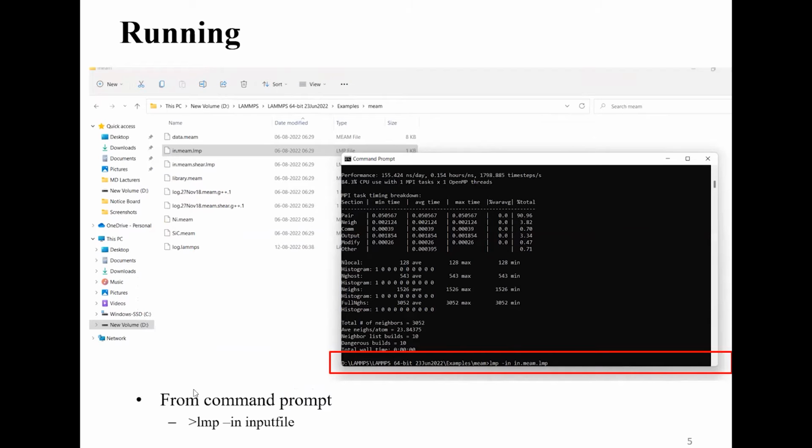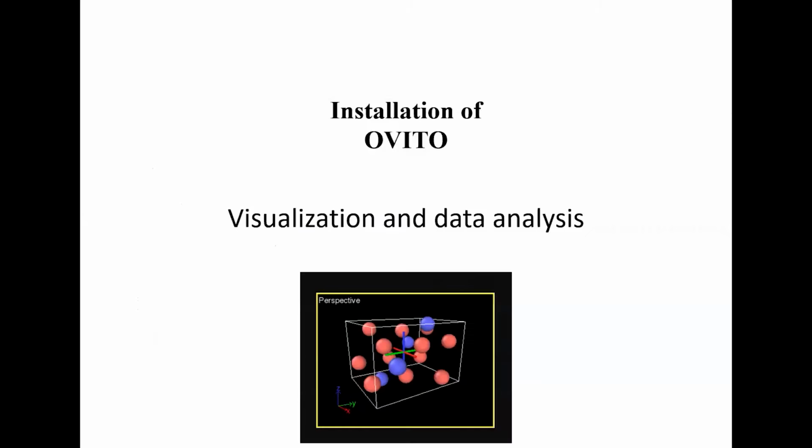So to run from Windows, you just open the command prompt and type lmp. I have shown here lmp, and then dash in, and then your input file name. So it will start running on that Windows platform. Once you complete your run, whatever data you have, you can dump into the dump file, and then later on you can visualize your data. So you can use OVITO. Basically, I'm using OVITO for the visualization and data analysis.